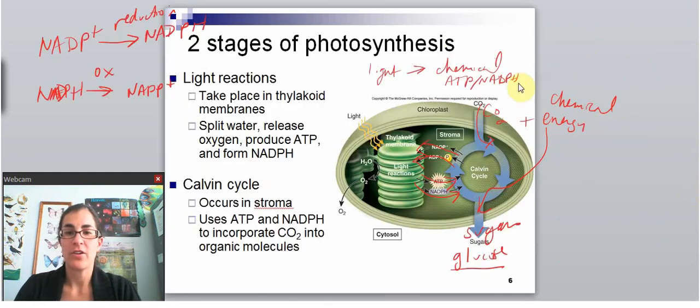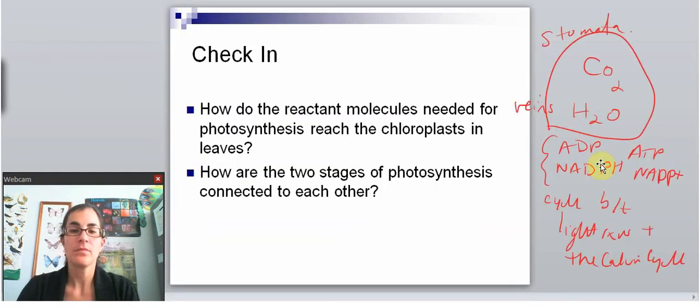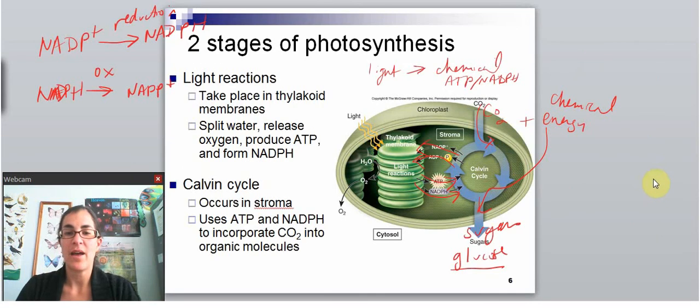So let me go back to that figure here. We need water, and that's coming from the veins. We need CO2, that's coming from the stomata. The ADP, NADP plus, ATP, and NADPH are cycling between the light reactions and the Calvin cycle. So how are the 2 stages of photosynthesis connected to each other? Hopefully you are connecting this. Again, I just said it. It's because ADP, ATP, NADPH, and NADP plus cycle. So again, going back to that figure one more time, the Calvin cycle depends on the light reactions to provide ATP and NADPH, and the light reactions depend on the Calvin cycle to provide NADP plus and ADP.